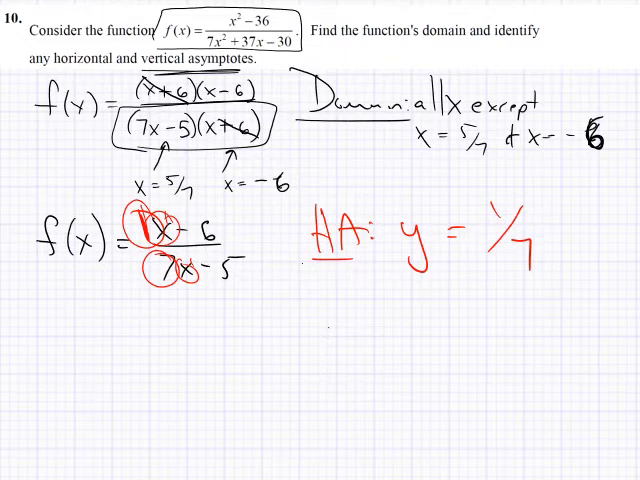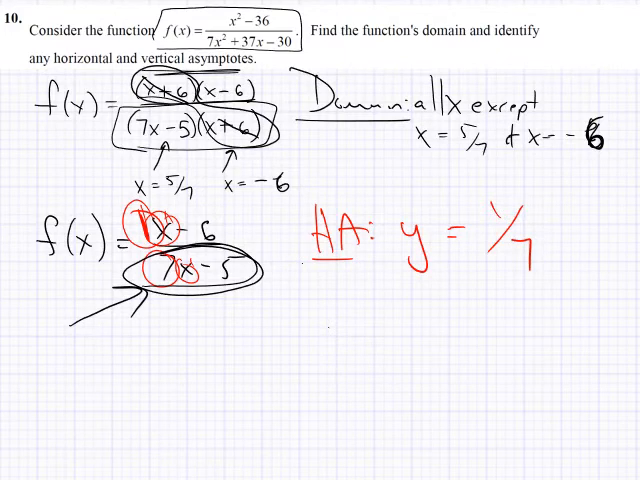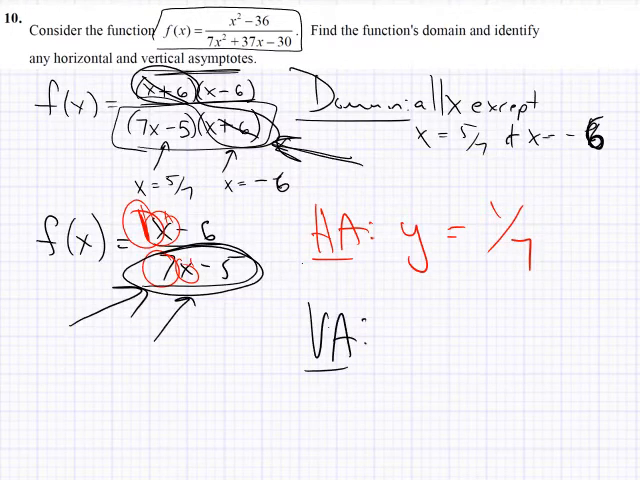And then our vertical asymptote is all about the denominator in the simplified form being 0. We canceled this one out, which is where we would have a hole but not a vertical asymptote. So our vertical asymptote is only going to be where this factor is 0, which would be when x equals 5/7. So there's your vertical asymptote.